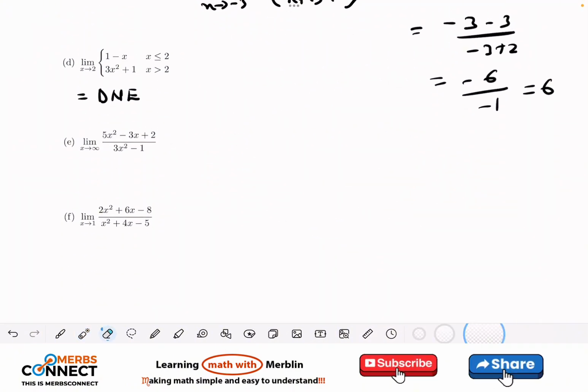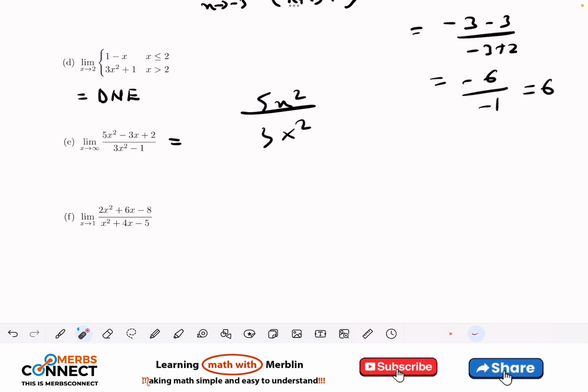Now let's look at this one. Limit as x is approaching infinity, as we learned. If we are using the idea of comparing degrees, then we can see that the highest degree from the top is 5x squared, divided by the highest degree from the bottom, which is 3x squared. So the horizontal asymptote or limit of this will be the ratio of the coefficients, which is 5/3.